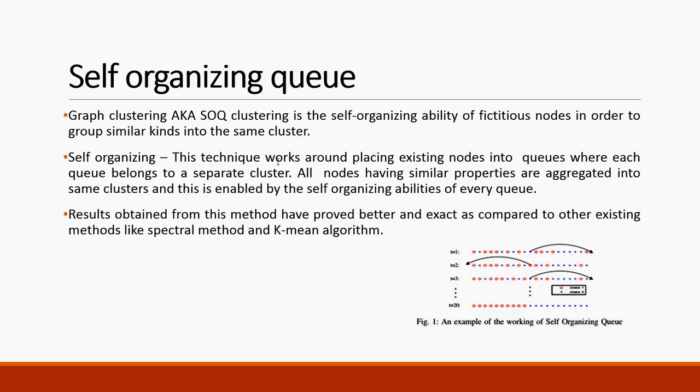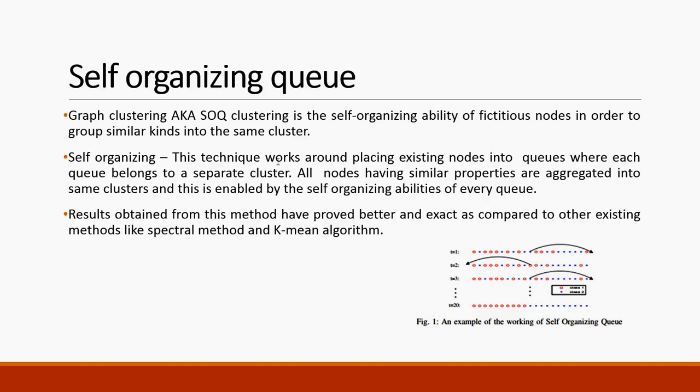Self-organizing queue graph clustering, also known as SOQ, is the self-organizing ability of fictitious nodes in order to group similar kinds of objects into the same cluster.